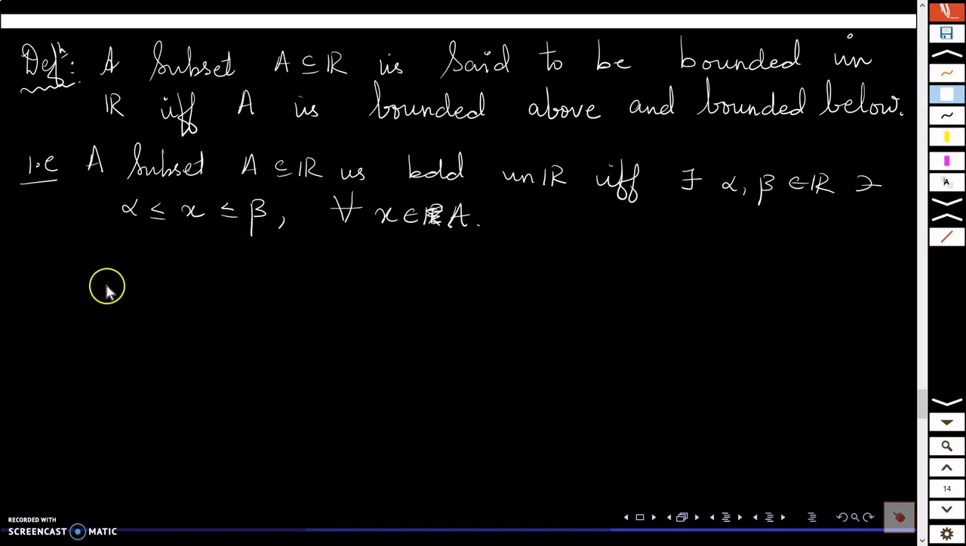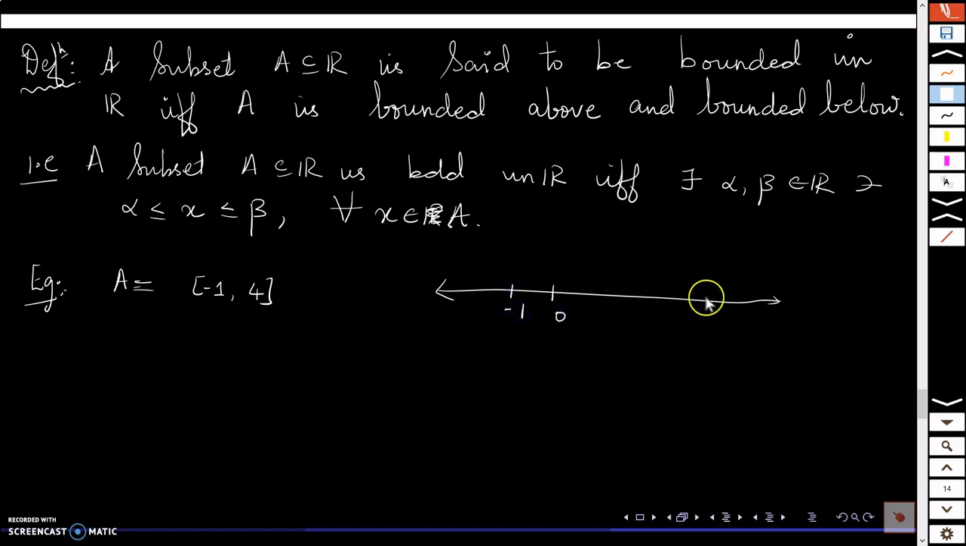Fine. Now for example, if I look at this interval, let's say my A is [-1, 4]. Let me plot this on the number line. Approximately it must be somewhere here. 0 is here, minus 1 is here, and let's say 4 is here. So this is my closed interval minus 1 to 4, which is a set A.